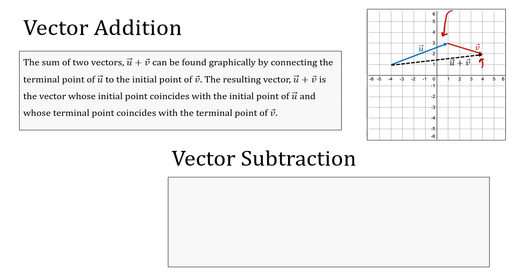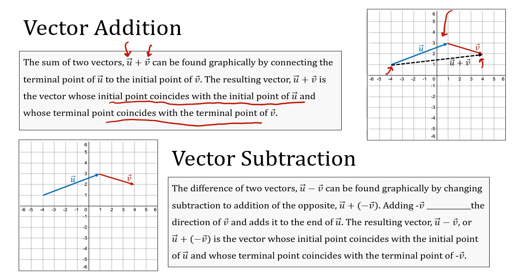So vector u plus vector v is the vector whose initial point coincides with the initial point of the first vector, being vector u, and whose terminal point coincides with the terminal point of the second vector, which was vector v. So that's why we see it that way.